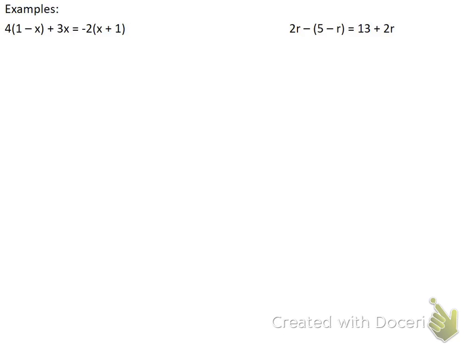There we go, that looks better. So this one, I'm going to have some combining like terms and some distributing. So I can distribute on the left-hand side my 4, and on the right-hand side I can distribute a negative 2. So when I do that, I get 4 minus 4x plus 3x is equal to negative 2x minus 2.